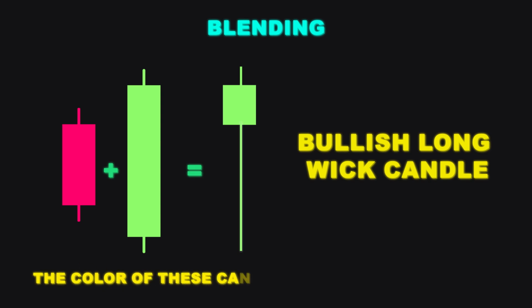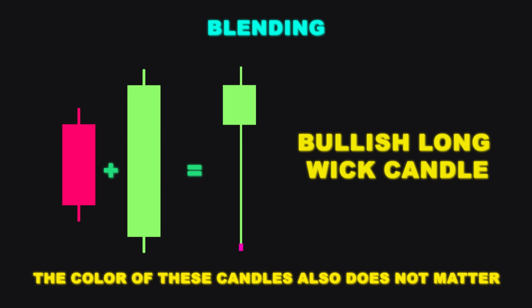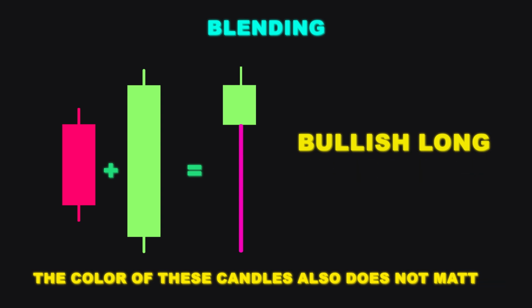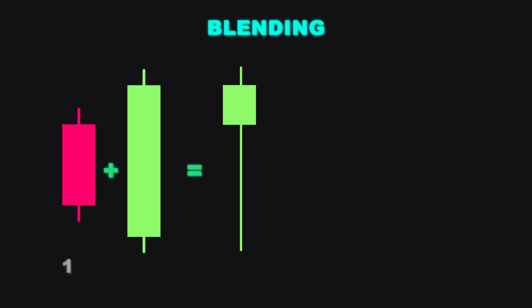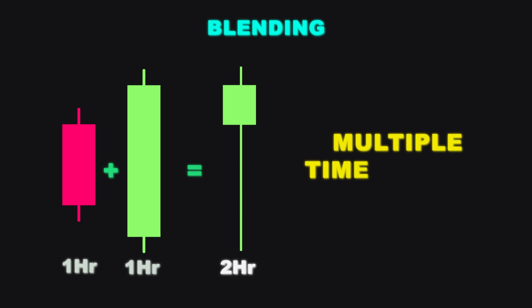We mentioned that the color of the candlestick does not matter. Only the long lower wick part matters. Whether it is red or green, it is a bullish candlestick pattern. Now consider these 2 candles as 1-hour candles. When we blend these 1-hour candles, we can get a 2-hour candle. In this way, we can observe the sentiment across multiple time frames.